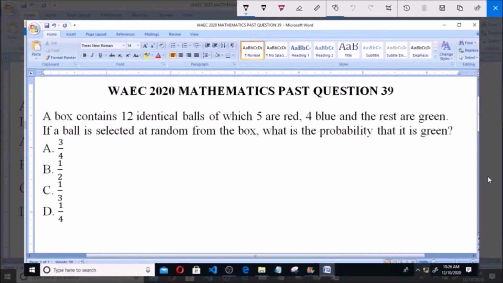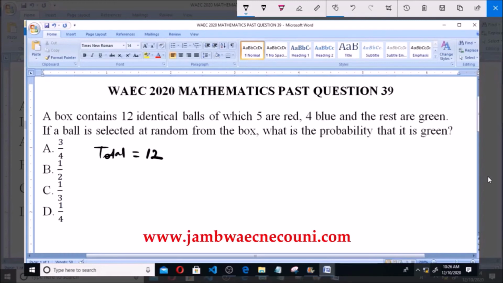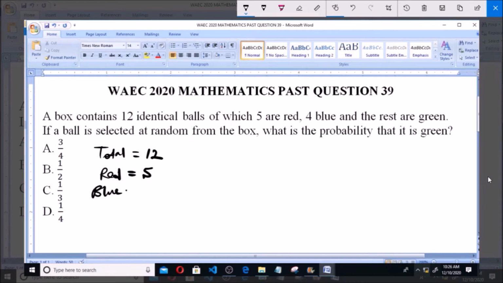Now, from the information given, the total number of balls in this box is equal to 12. Red balls equal 5, blue equal 4, and since the rest are green, it will definitely be equal to 12 minus (5 plus 4), and that is 12 minus 9, so the green balls will be 3. Now if a ball is selected at random, what's the probability that it is green?